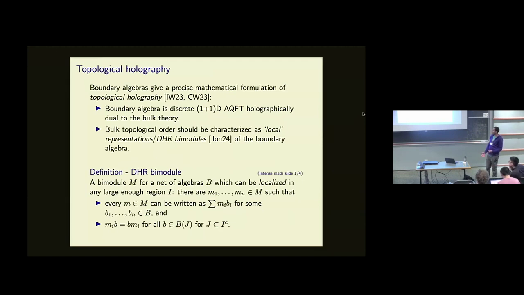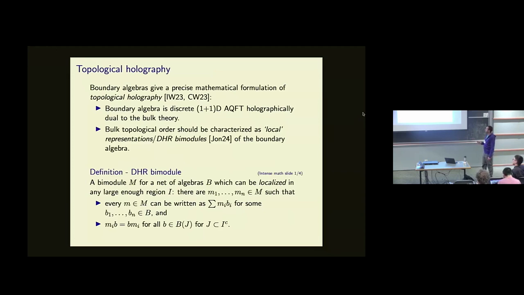So what's a DHR bimodule? This net of algebras B could be any net of algebras, so this definition of a DHR bimodule makes sense for any net of algebras. We're just going to do it for the 1 plus 1D boundary algebra. But the idea is the bimodule can be localized in any large enough region. And what does that mean? It means that there's some finite number of elements of N here, such that every m can be written as some bilinear combination of those finite elements. That's what I would call finitely generated projective, is the math term for that.